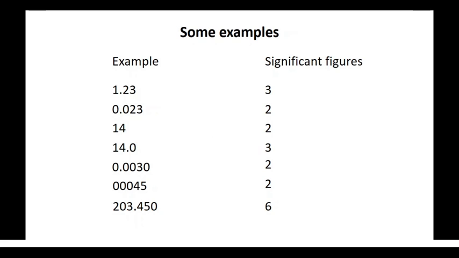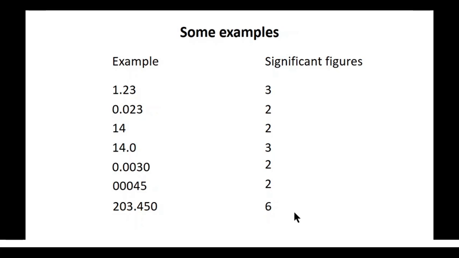Let us take some examples and we will ignore the units of measurement throughout the video. 1.23 has 3 significant figures. 0.023 has 2 significant figures. 14 has 2 significant figures. But 14.0 has 3 significant figures. 0.0030 has 2 significant figures. 00045 has 2 and 203.450 has 6 significant figures.